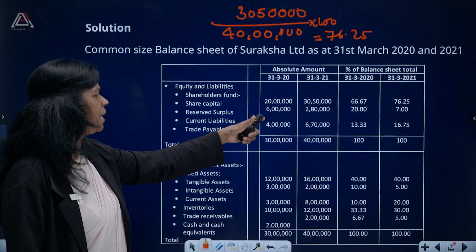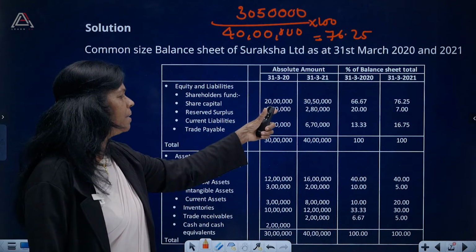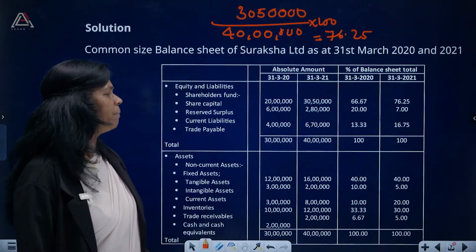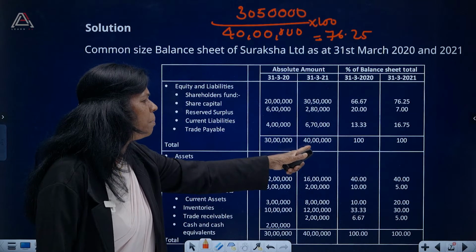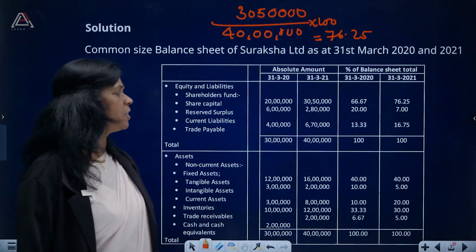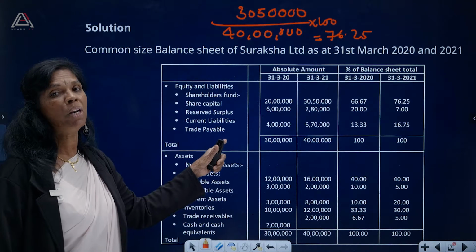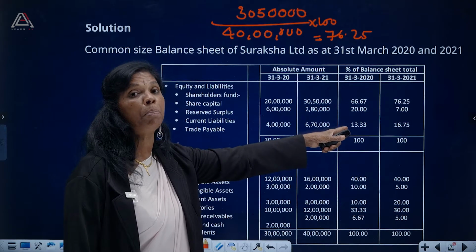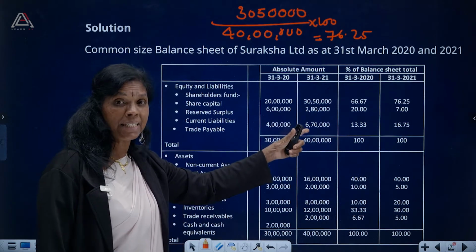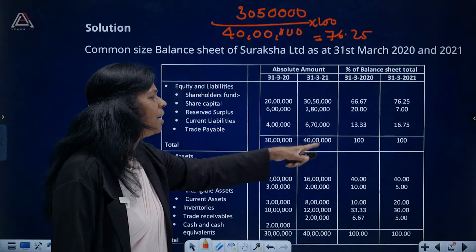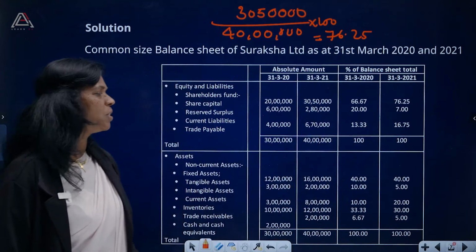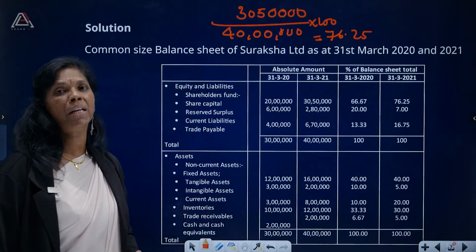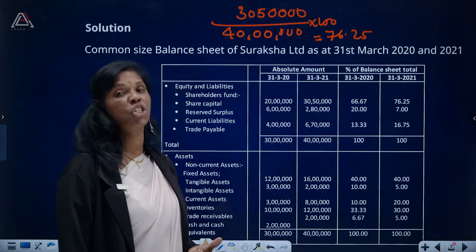Then take in the case of next item, reserves and surplus. 6 lakh. 6 lakh divided by 30 lakh into 100, we will get 20%. Then 2,80,000 divided by 40 lakh, we will get 7%. Then current liability, we have only one current liability, that is 4 lakh. 4 lakh divided by 30 lakh into 100, 13.33. Next one, 6,70,000 divided by 40 lakh into 100, 16.75. This is the way all the individual liability we have to find out the percentage of balance sheet total.